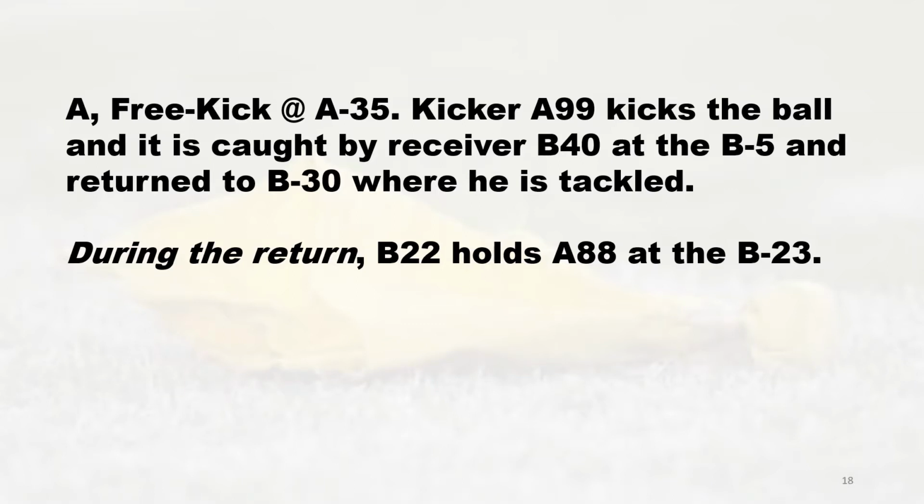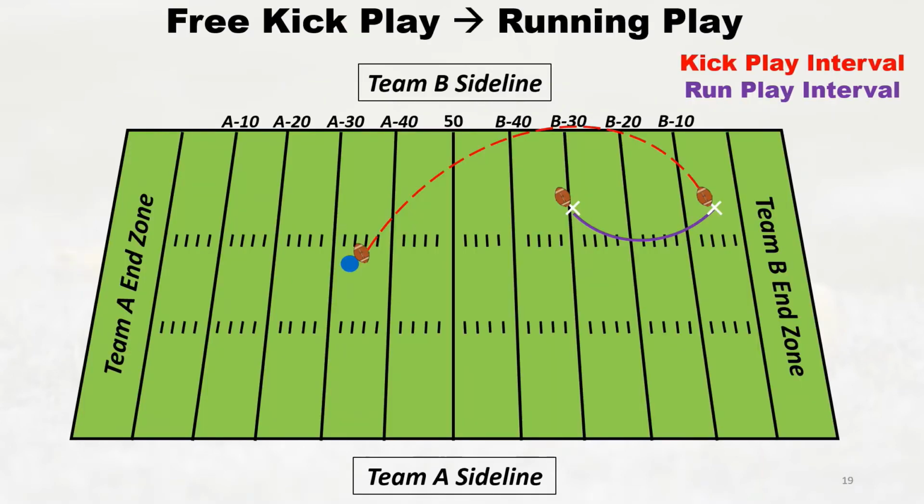He's tackled there. All right, we got a whistle, but we see a flag down at the 23-yard line, the B23-yard line, and we know that's during the return. So let's paint a picture here. So we have our setup again. We have our kick sailing through the air. We have our return to the 30-yard line, and let's add in our foul.